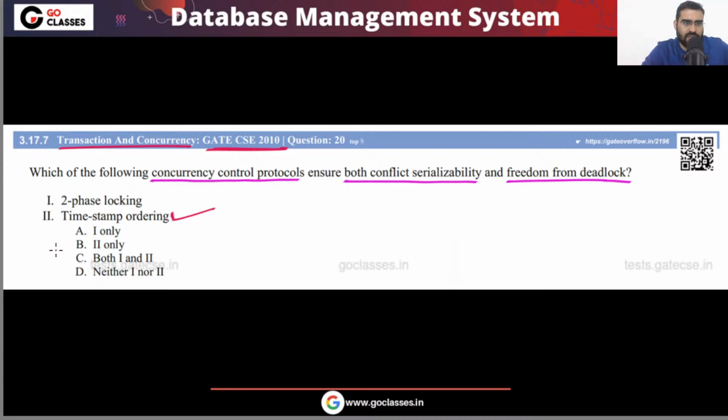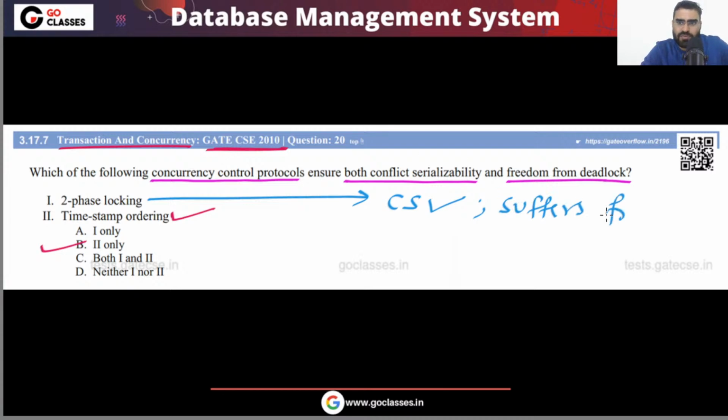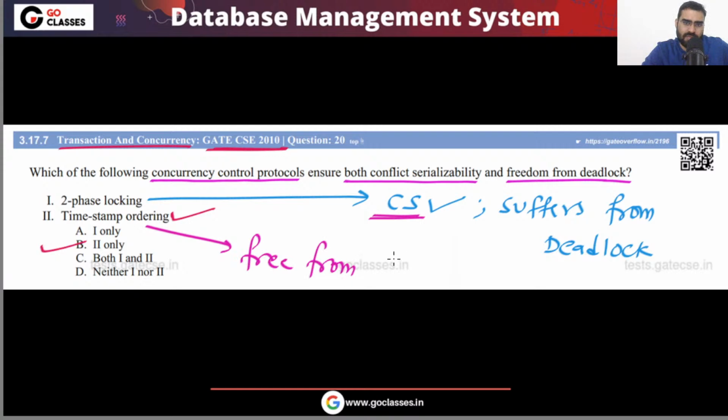So here the answer will be second, because one thing I want to tell you, both of them will ensure conflict serializability. There is no problem in the conflict serializability. Conflict serializability is ensured by the two-phase locking protocol, but it suffers from deadlock. And this is free from deadlock.